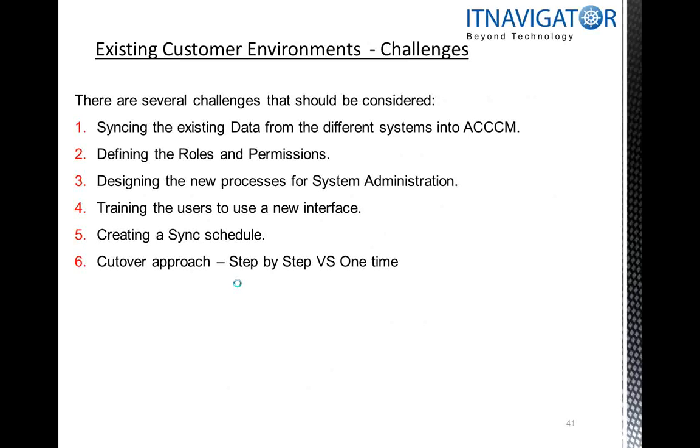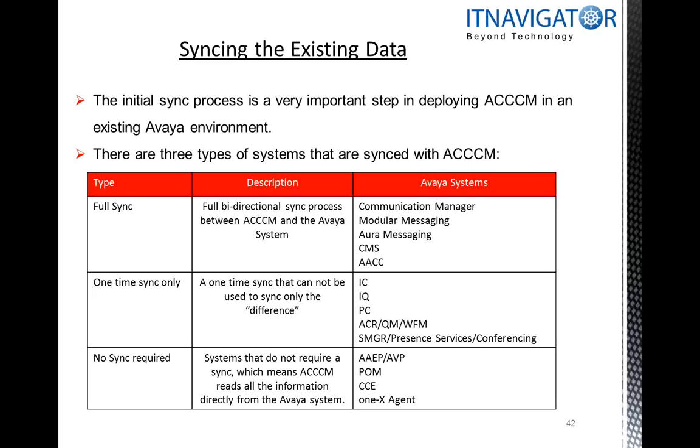So first element, syncing existing data. The initial sync process is a very important step when you deploy Control Manager into an existing Avaya environment. And there are 3 types of systems that are synced with Control Manager. This is very important to understand before deploying the product into an existing environment. When I say system type, I mean the type of synchronization capability that Control Manager has with each one of these products. The types are listed in the table in front of you.